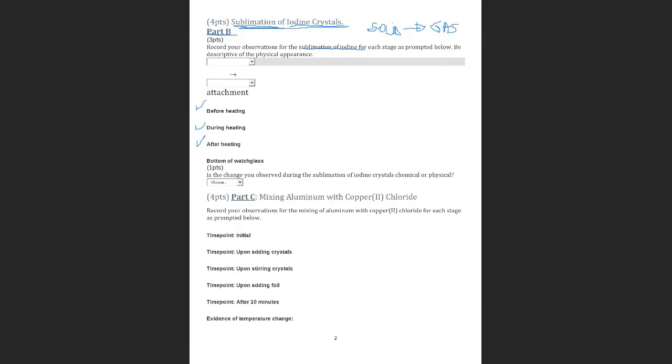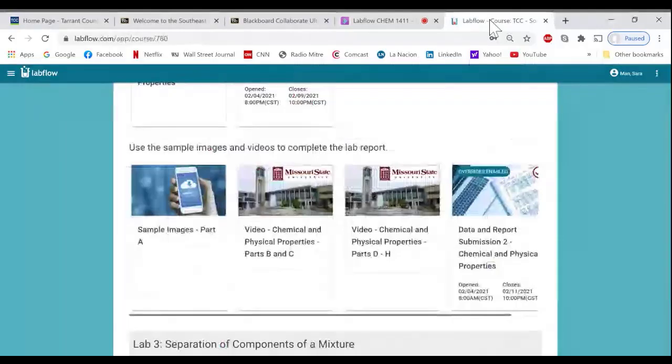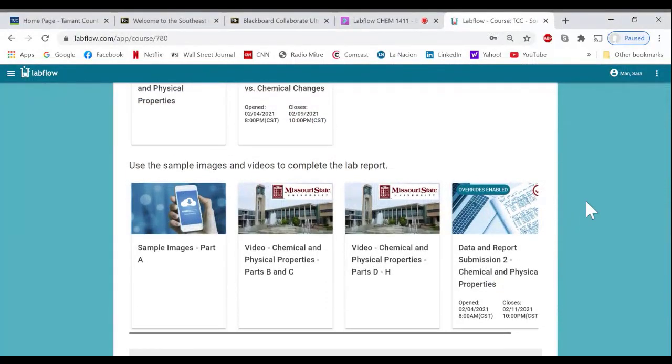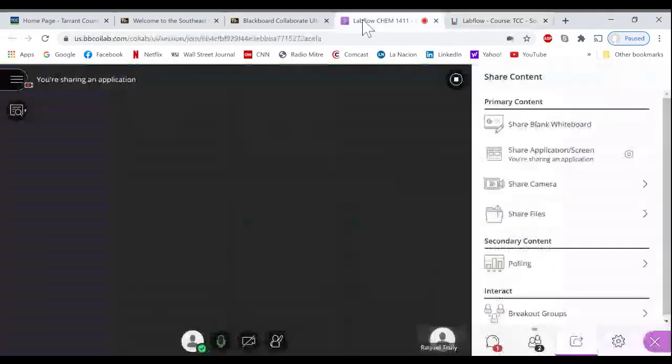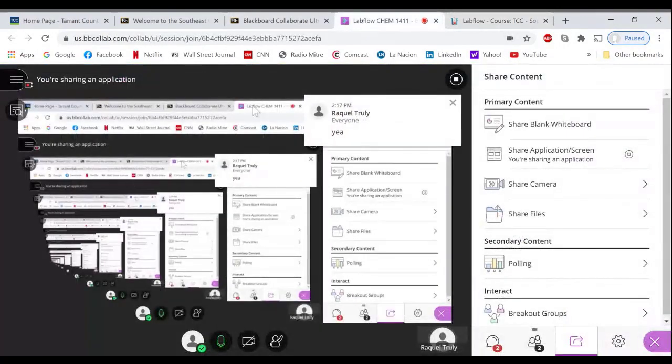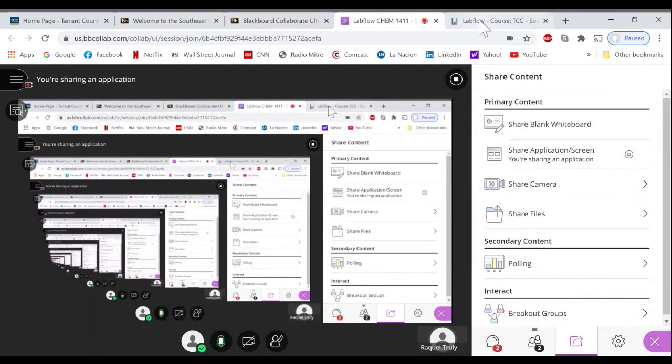So I will try to see, at least for the first one, if I can share the video of the lab flow, because that's only 2 minutes, and let's see if that is possible. What do you see? Do you see just the lab flow screen? Okay, I don't see that for some reason. Okay.